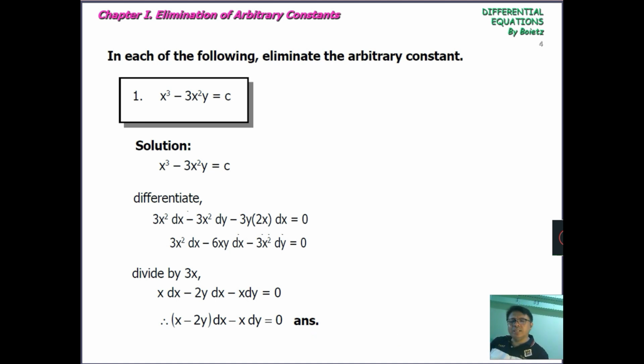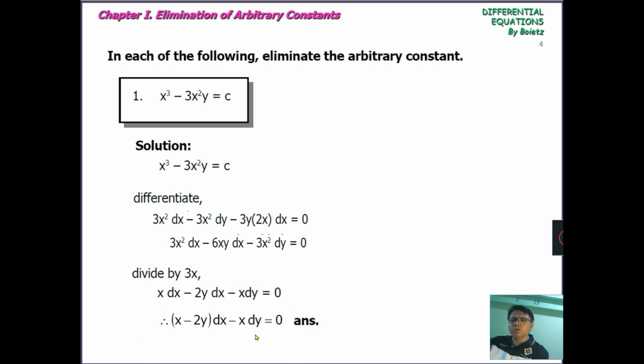So, that's how you eliminate an arbitrary constant. Just identify the variables. Here, these are x and y. Then the arbitrary constant in our problem is c. Count the number of arbitrary constants. However many arbitrary constants there are, that is how many times you differentiate. For this problem, there is only one arbitrary constant, so you only differentiate once. Okay? Then simplify.